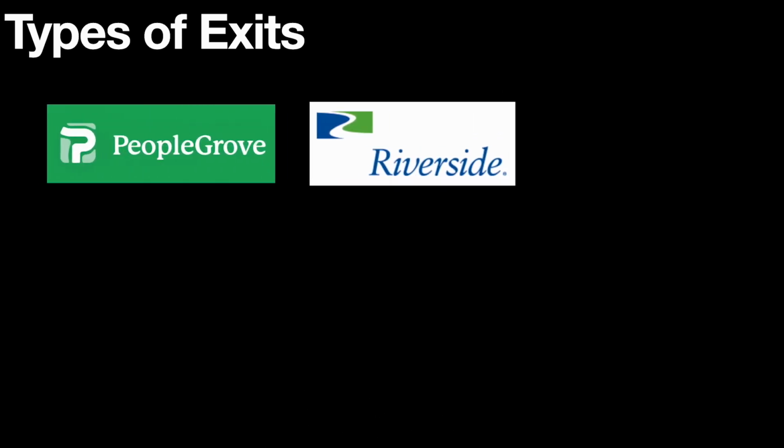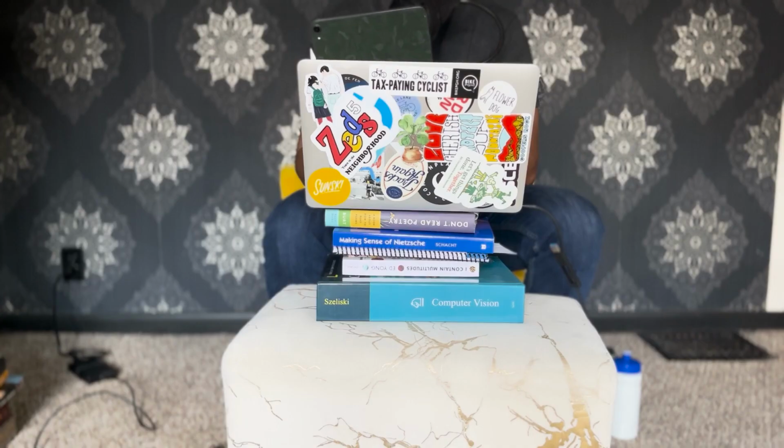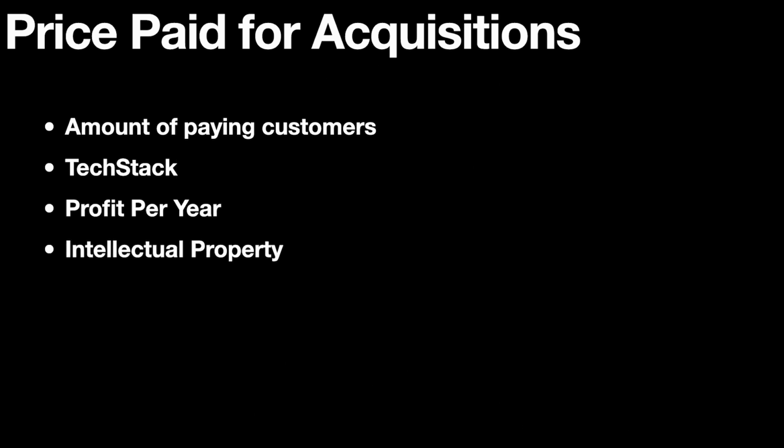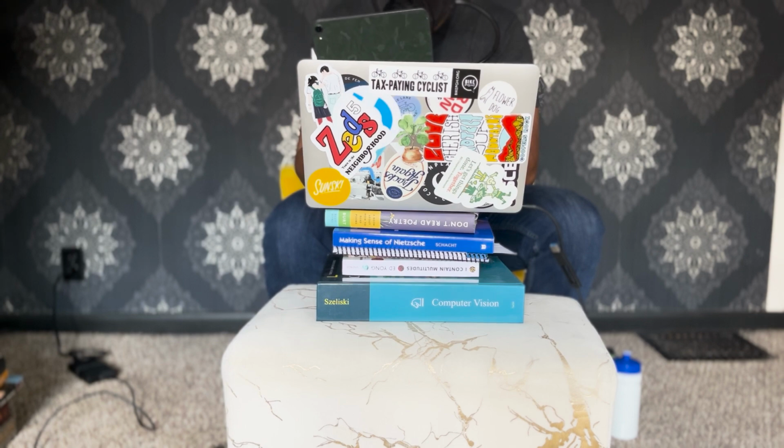I couldn't find the acquisition price for a lot of these companies other than General Assembly, but the price paid for these acquisitions may be determined by several factors, such as the amount of paying customers, the tech stack, the profit per year, and the IP owned by the company. These acquisitions are likely to happen if the smaller companies align with the mission of a bigger company too.